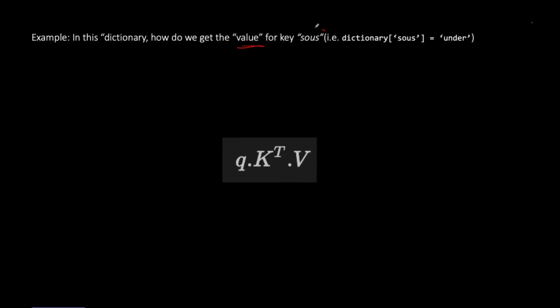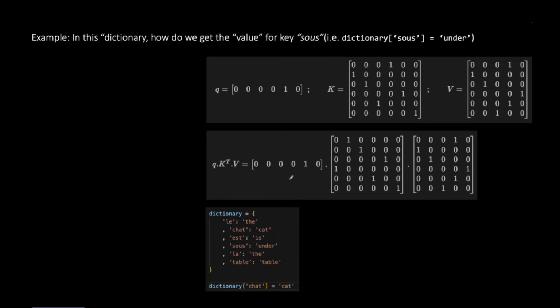Let's say that we want to find this key. We know that this is the value that we should get from the dictionary. Well, what I'm proposing is that this equation gives us that, and I'm going to show you how this works. It's actually quite simple. Let's assume that you have the one-hot encoded query, this one, as we had before. And we multiply it by the keys matrix transpose.